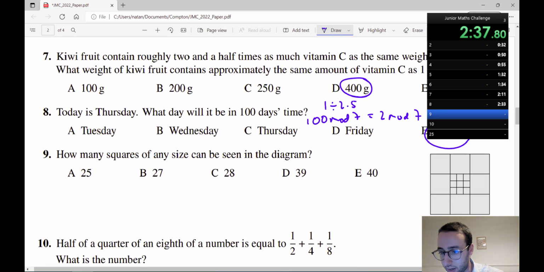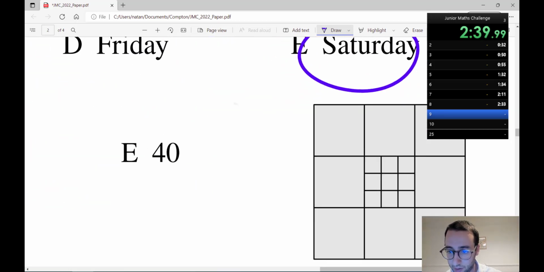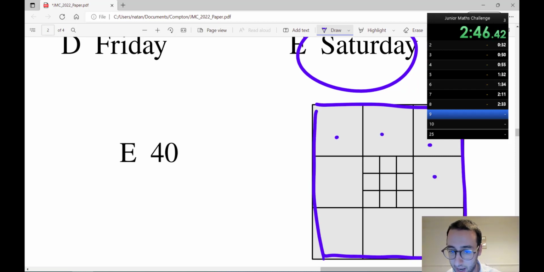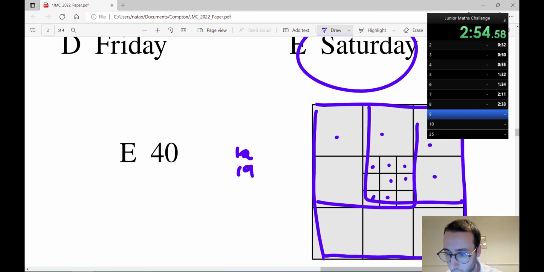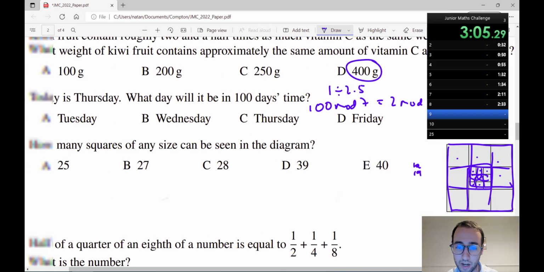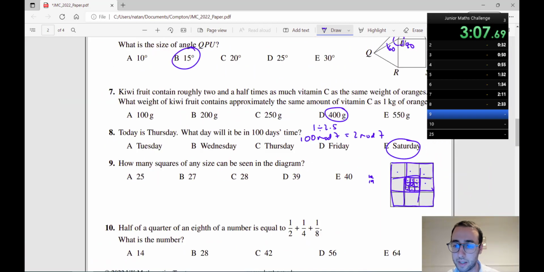How many squares of any size can we see in this diagram? Oh my, boring. Okay, so big squares, 1, 2, 3, 4, 5, 6, 7, 8, 9, 10. That's 10. 11, 12, 13, 14, 15, 16, 17, 18, 19. Got to 19. 20, 21, 22, 23. And I can do the same thing in here. 24, 25, 26, 27. 27. Oh, that feels boring in a way that I worried I messed that up.